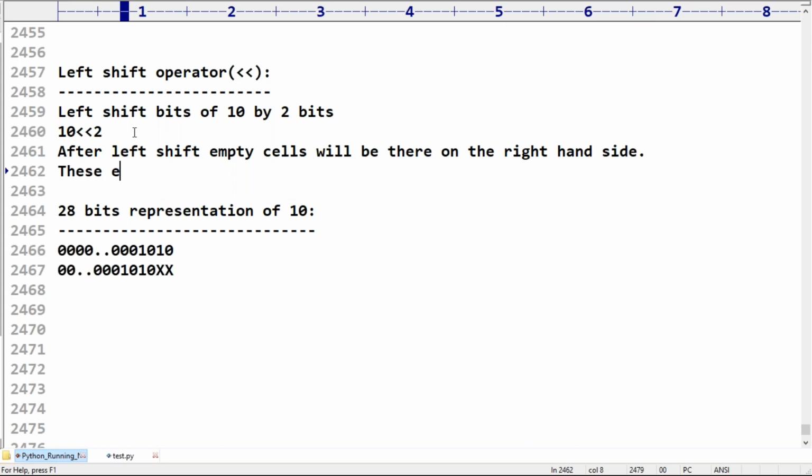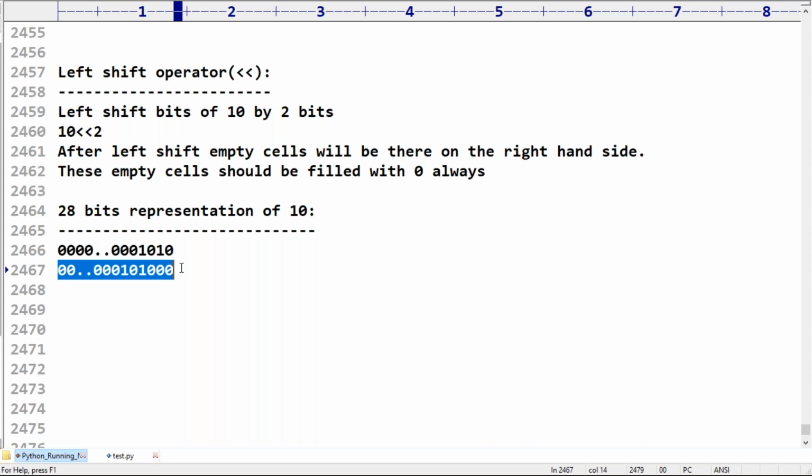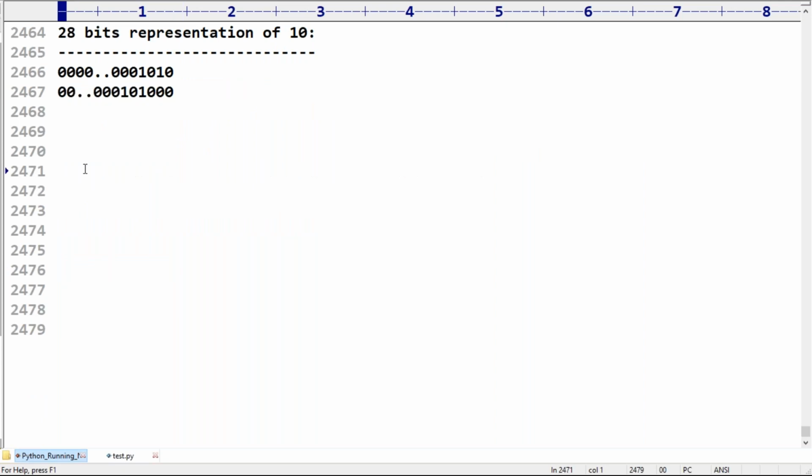These empty cells should be filled with 0 always. Because of that, now these two things will be filled with 0. Whatever value is the result of this operation, what is this result? Again, apply our old formula. What is the most significant bit? Please confirm. 0 means positive number. If it is a positive number, remaining bits represent value directly.